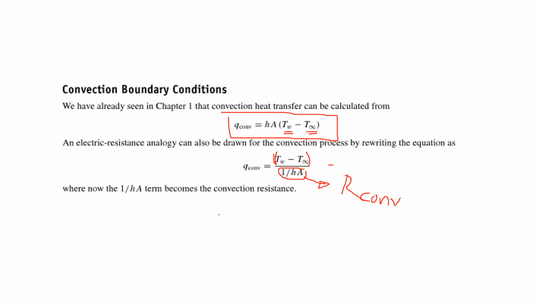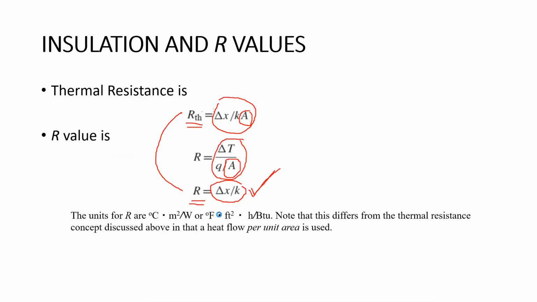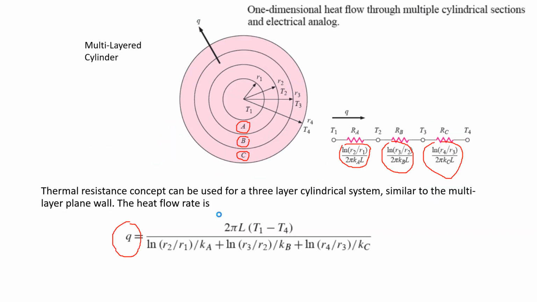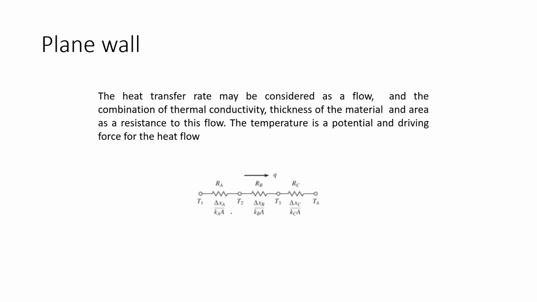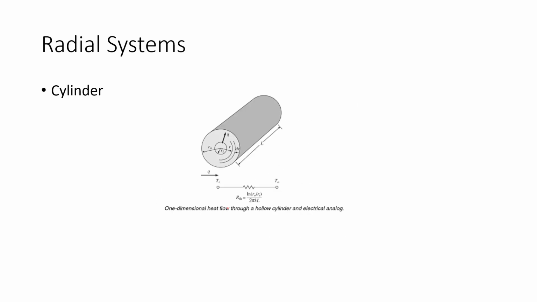Again, the units of convection resistance are the same as our thermal or conduction resistance, which is degree C into meter into, sorry, let me check the units. Units of conduction resistance is degree C per watt per meter. So convection resistance will also have the same units.